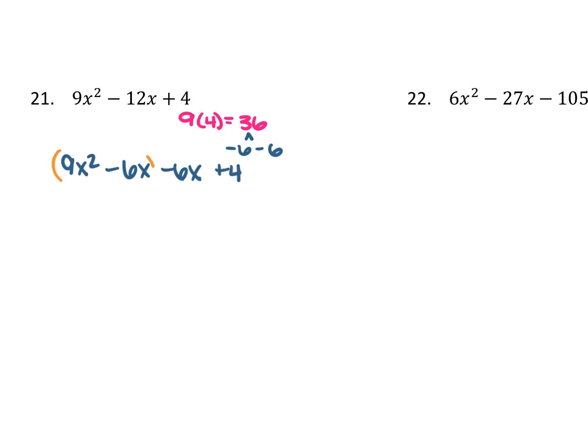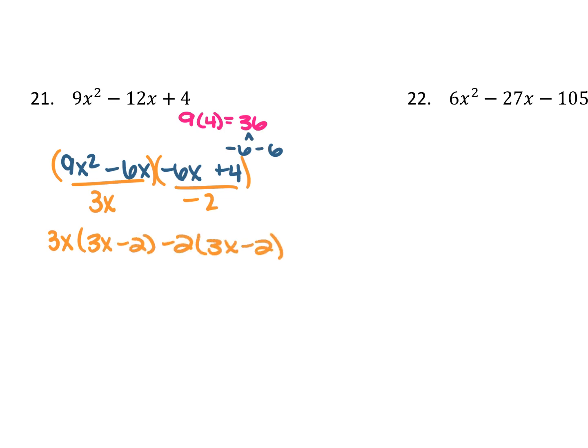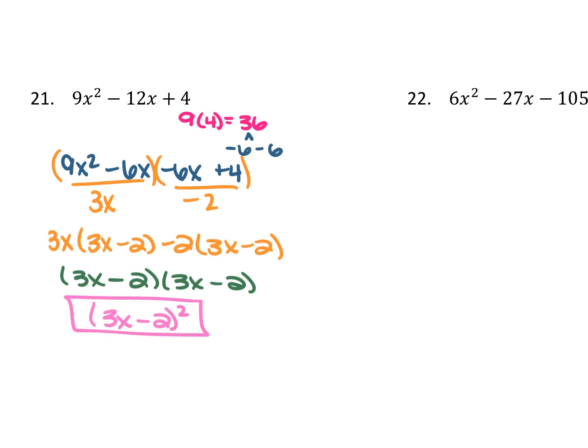You're going to factor this by grouping. Factor out a 3x from the first, a negative 2 from the second. That gives us 3x times 3x minus 2, minus 2 times 3x minus 2. So that means that you're going to have 3x minus 2 times 3x minus 2, which is the same exact thing as 3x minus 2 raised to the second power. You can give me either one. It doesn't matter. If you know your formula, it's easier to do the perfect square trinomial formula, but if not, you can do it this way also.